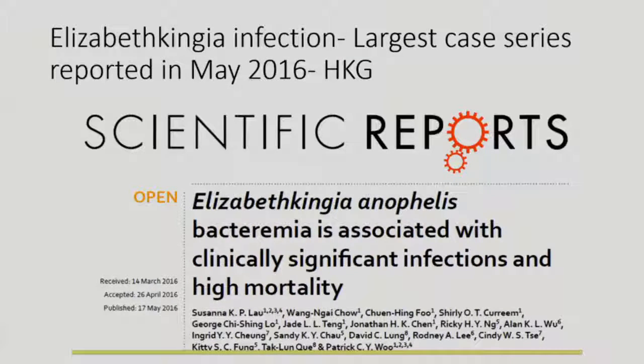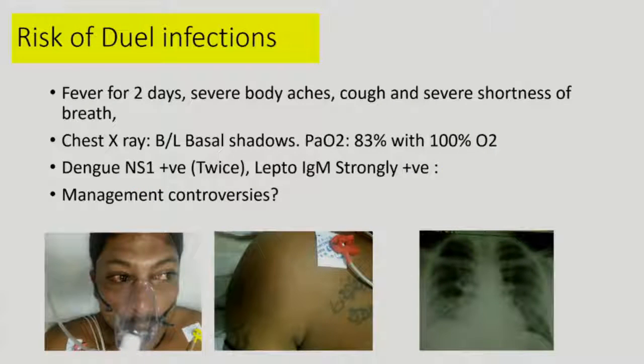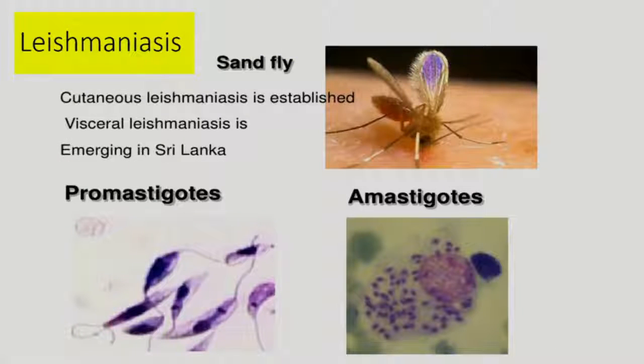So are they re-emerging? There can be dual infections as well, and this is a patient who had both dengue and leptospirosis at the same time, giving controversial issues in the management. You all know that. Leishmaniasis, visceral leishmaniasis, seems to be emerging in Sri Lanka.